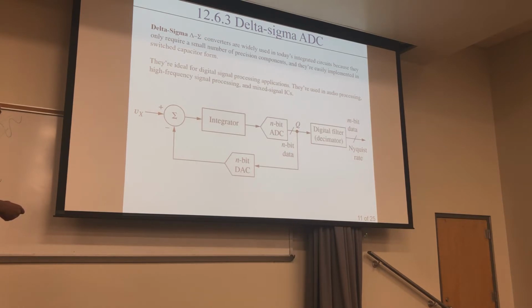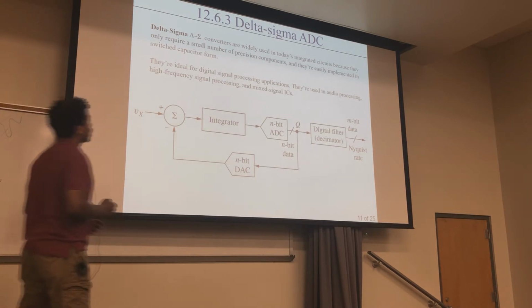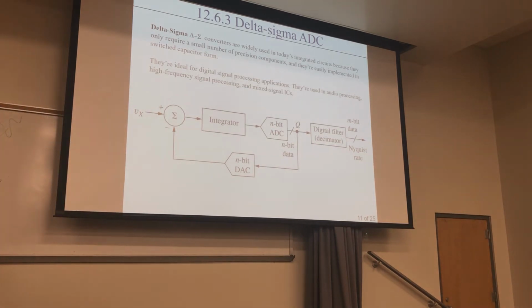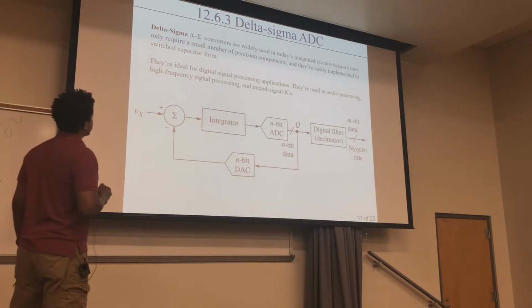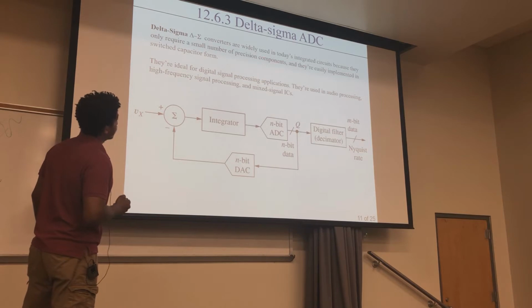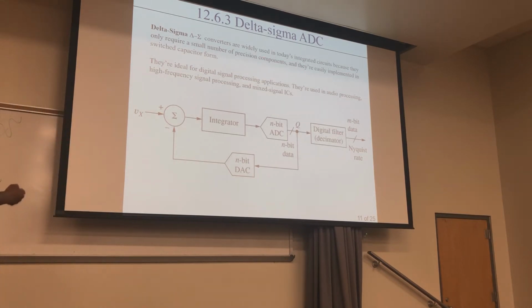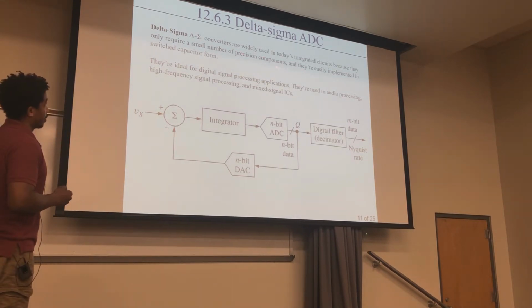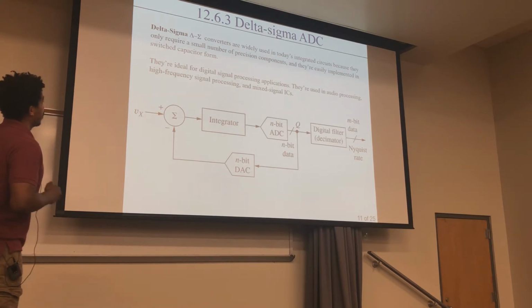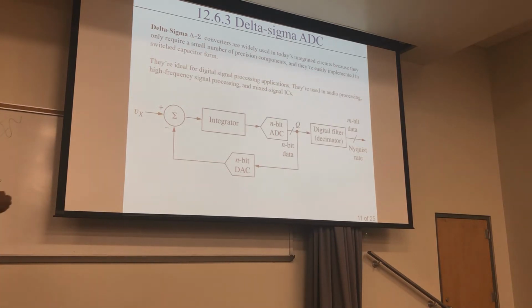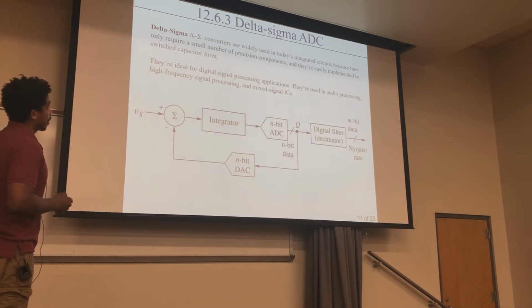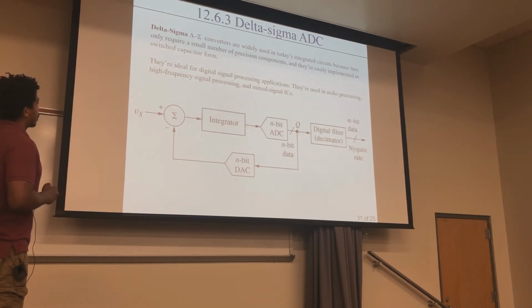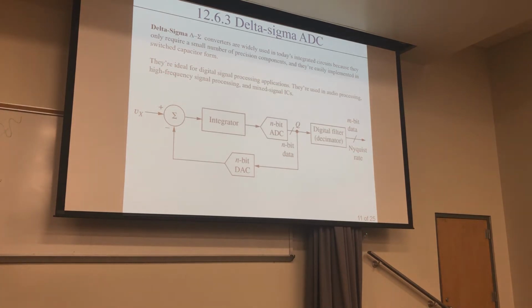And this is the last method we're going to talk about. It's called the delta sigma analog to digital converter, and it's even weirder. But delta sigma converters are widely used in today's integrated circuits because they only require a small number of precision components, and they're easily implemented in switch capacitor form. So they're ideal for digital signal processing applications. They're used in audio processing, high frequency signal processing, and mixed signal ICs.